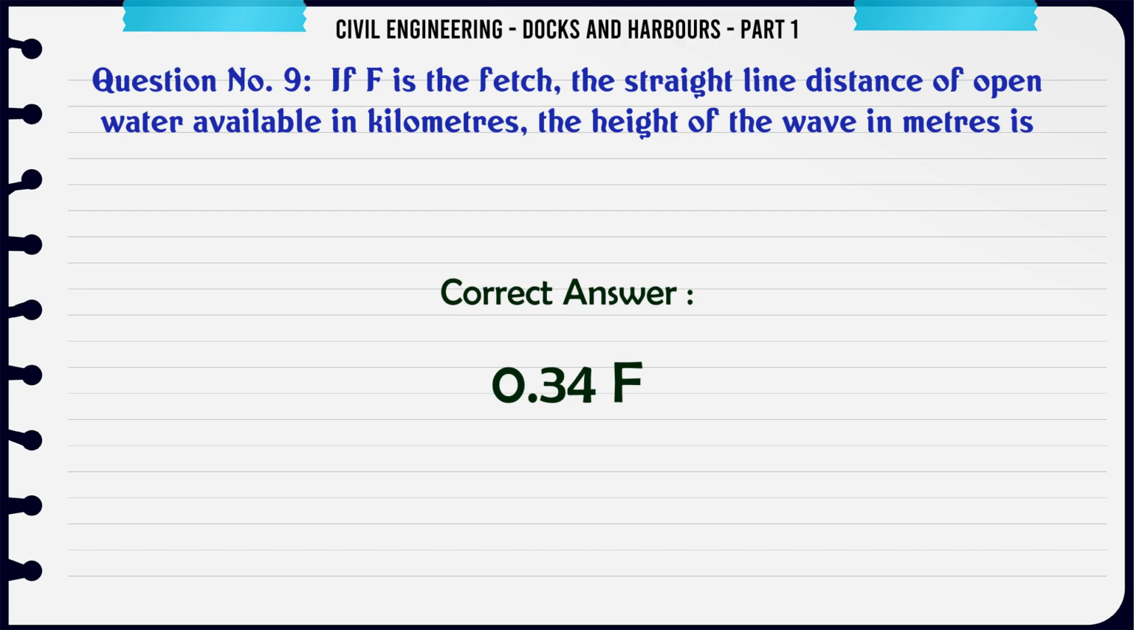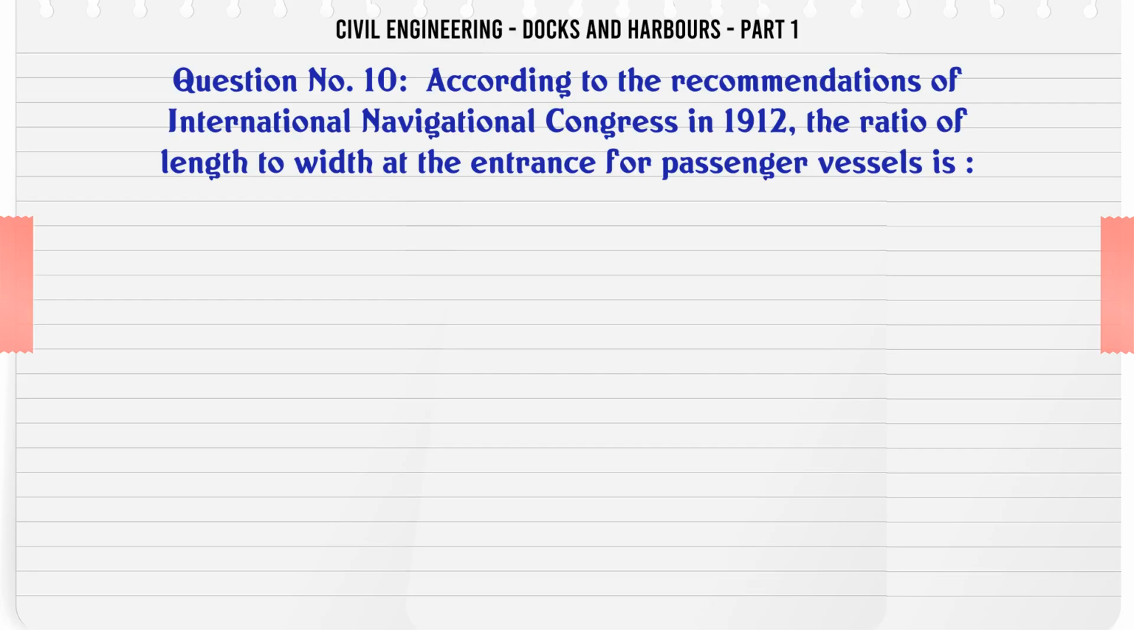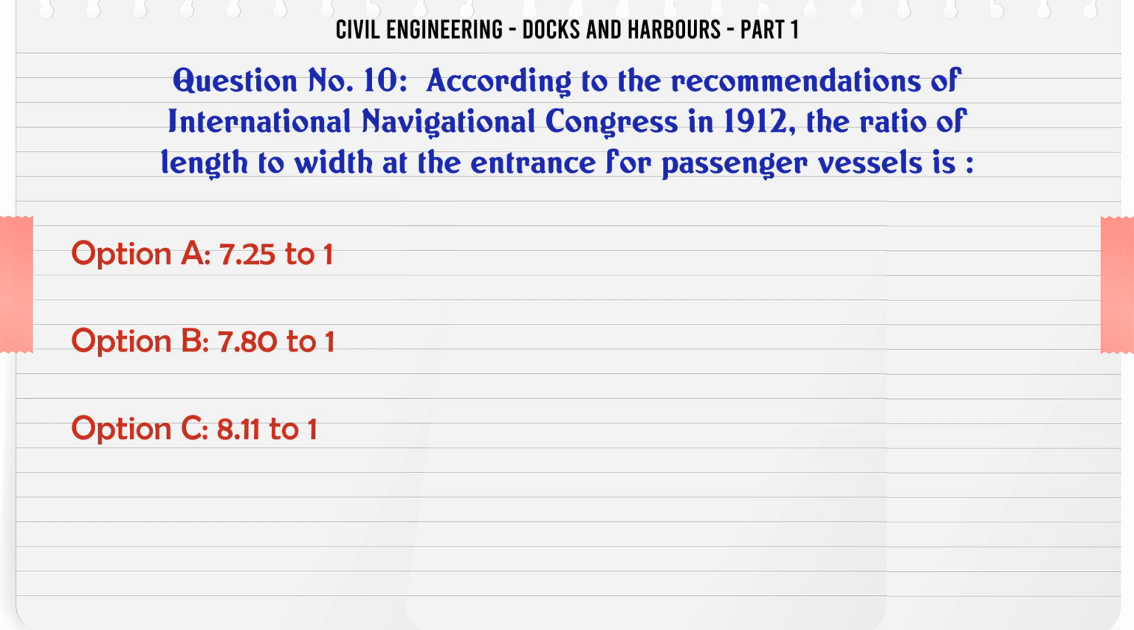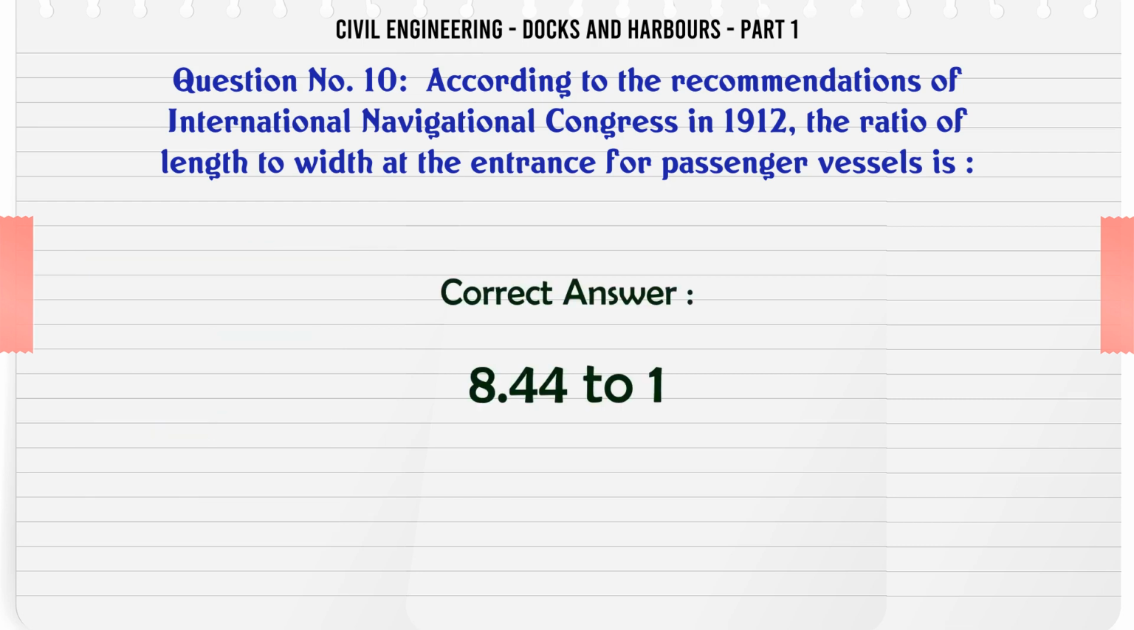0.34 F. According to the recommendations of the International Navigational Congress in 1912, the ratio of length to width at the entrance for passenger vessels is: A. 7.25 to 1. B. 7.80 to 1. C. 8.11 to 1. D. 8.44 to 1. The correct answer is 8.44 to 1.